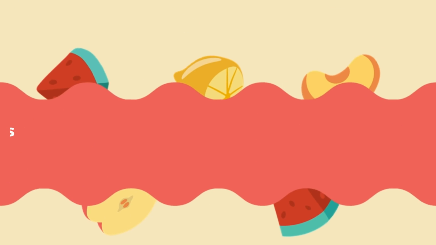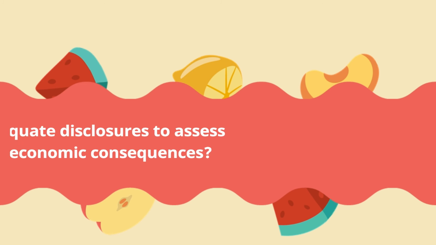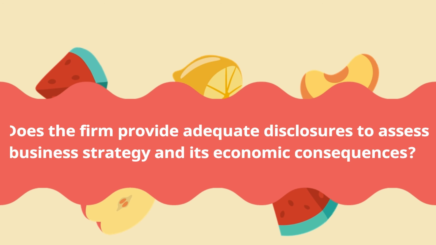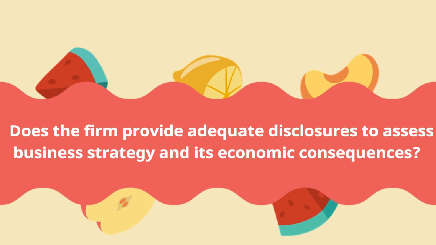Step 7. Disclosure requirement. Does the firm provide adequate disclosures to assess business strategy and its economic consequences? In the Business and General Information section of the annual report, URC makes a straightforward statement about their business strategy. They included main business strategies that they are putting in place, and it was addressed thoroughly, and key aspects of their strategy were highlighted. The company also highlighted its strategic advantages in the same section.